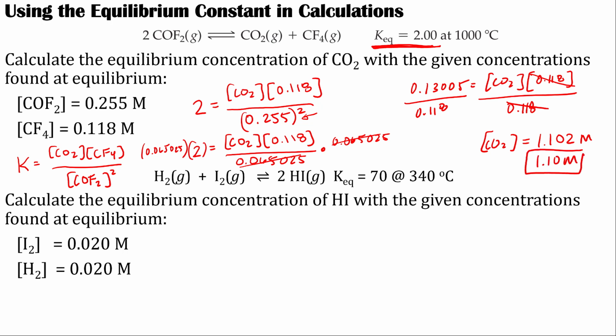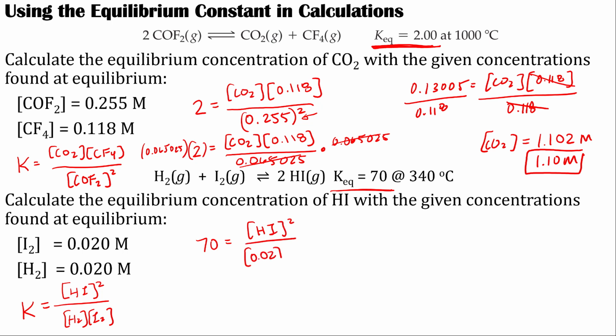All right, now down here at the bottom, we're going to do one more. So again, down here, I'm going to write my K is going to be equal to HI squared divided by H2 times I2, and then I'm going to plug everything in. So my K here is 70. I'm looking for HI. And then I'm going to plug in my 0.02 for both H2 and I2. So I'm going to multiply those two together. I get 4 times 10 to the negative fourth, which is 0.02 times 0.02, and then I'll multiply both sides by that.